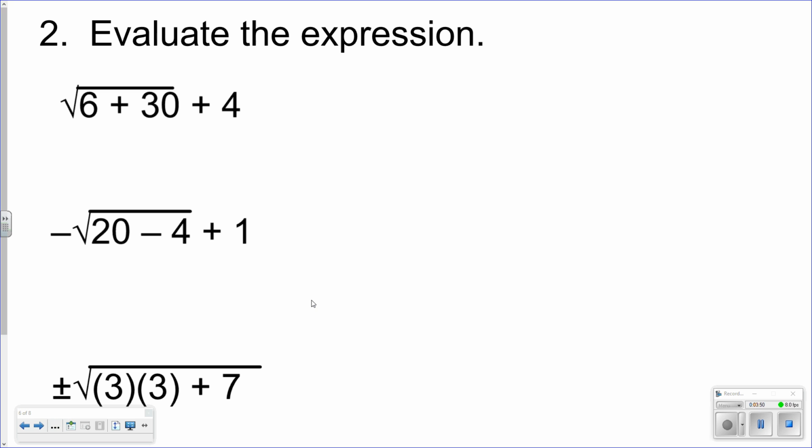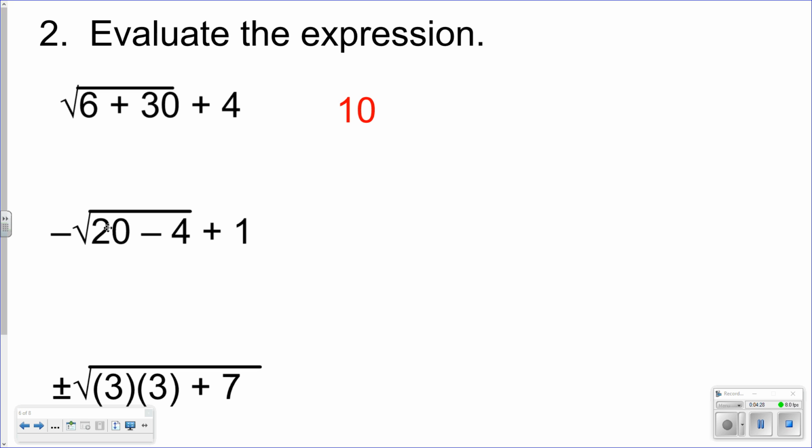Evaluate the expression. Evaluate just means find the answer. Because we're following our order of operations, and underneath the radical is a grouping symbol, sort of like parentheses, we have to do this first. So 6 plus 30, that's 36. Then in our order of operations, it's our exponent, so our square root. The square root of 36 is 6. So 6 plus 4 is 10.